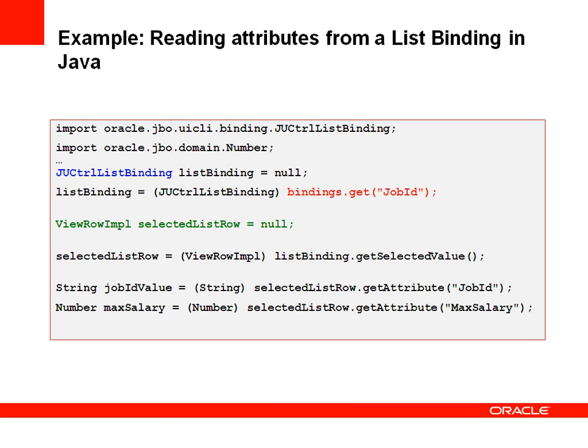So you see that I'm calling here list binding get selected value. This returns an object. In this case, it's a view row impl, which clearly indicates that I'm working with ADF business components here. But once I have this selected row as an object, I can continue getting attributes from the object like job ID or max salary.